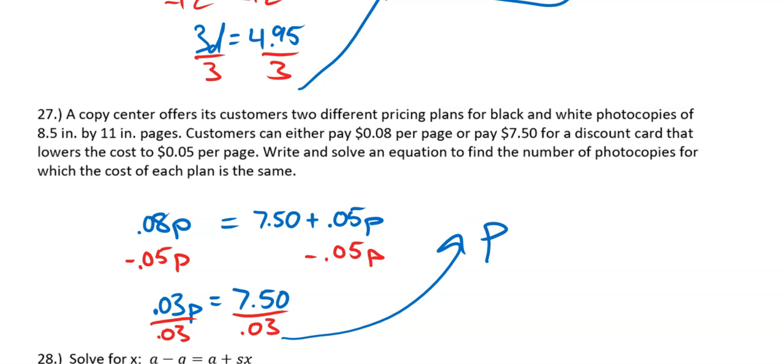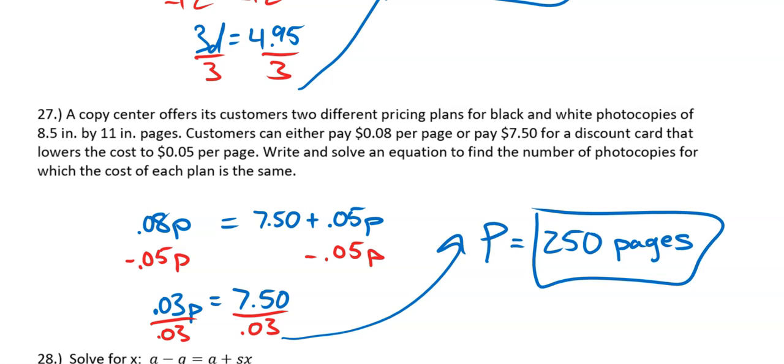And so when we look at this, let's see. It's 250 pages. So if you're doing less than 250 pages, it's probably not worth buying the discount card. You just pay 8 cents per page, and it'll be cheaper, okay? And that's kind of the point of this thing. If you have more than 250 pages, that's when the 2 are equal. So if you had 300 pages to print, you're actually better off paying the $7.50 and then getting the cheaper value per page, okay?